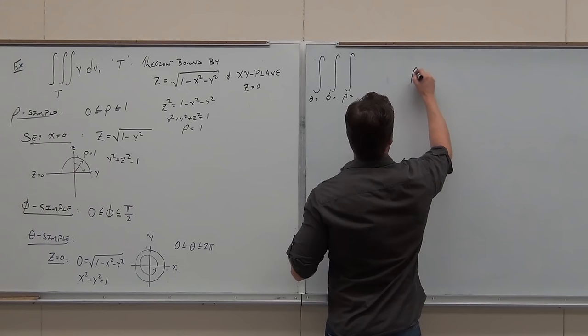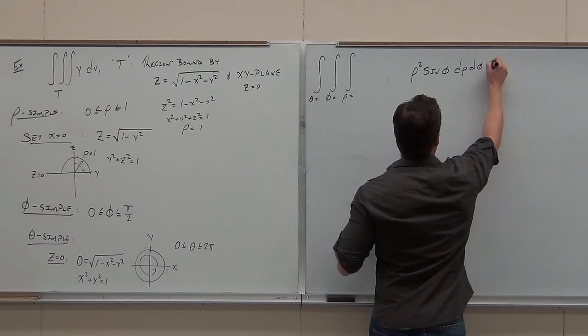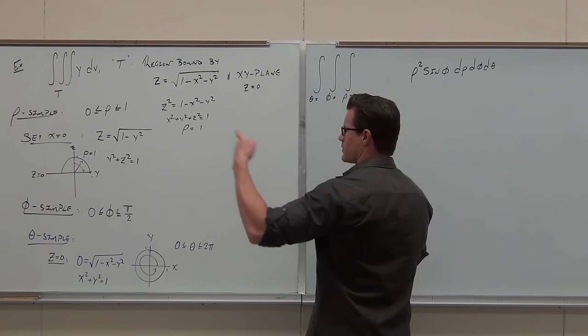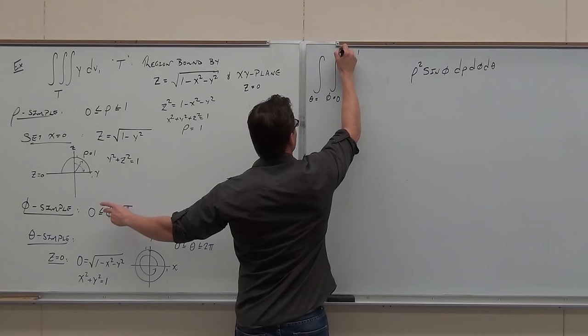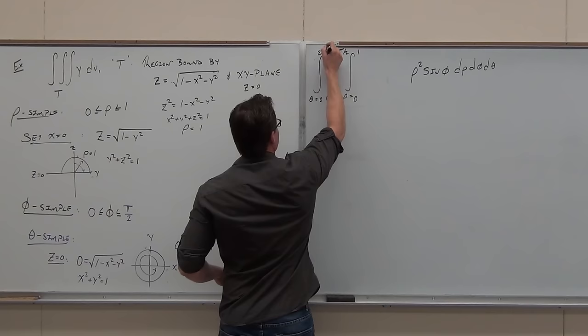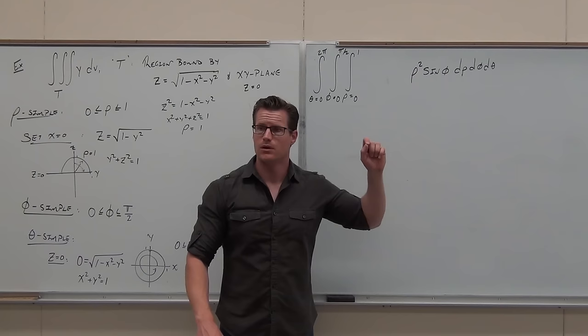I know I always get rho squared sine phi, d rho, d phi, d theta. I know that for my rho, I'm always between 0 to 1 first. Then for my phi, I have 0 to pi over 2. And for my theta, I have 0 to 2 pi. Did you make it at least that far? Good, that's fantastic. If you integrate this right now, what would it give you? Volume of half sphere. That's all it would give you.